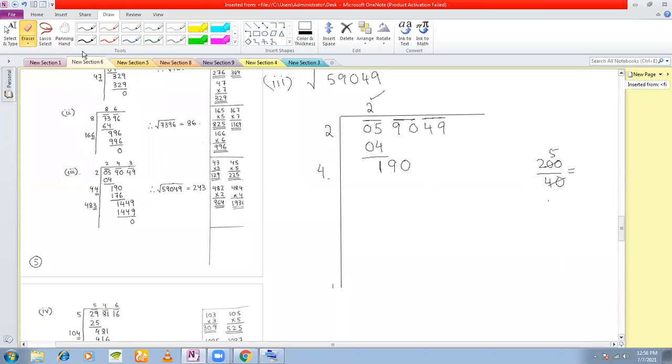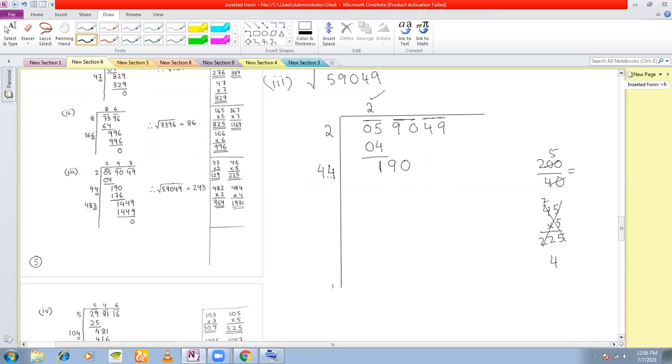Okay, let us try with 5 first. Suppose if I insert a 5 here, how much will this be? 45 into 5 will be 225. But 225 is greater than 190. That means this will not work. So that is why 5 is rejected. We will not put 5. That means we'll put a digit that is less than 5, so that we get a number that is less than 190. So we'll try with 4.